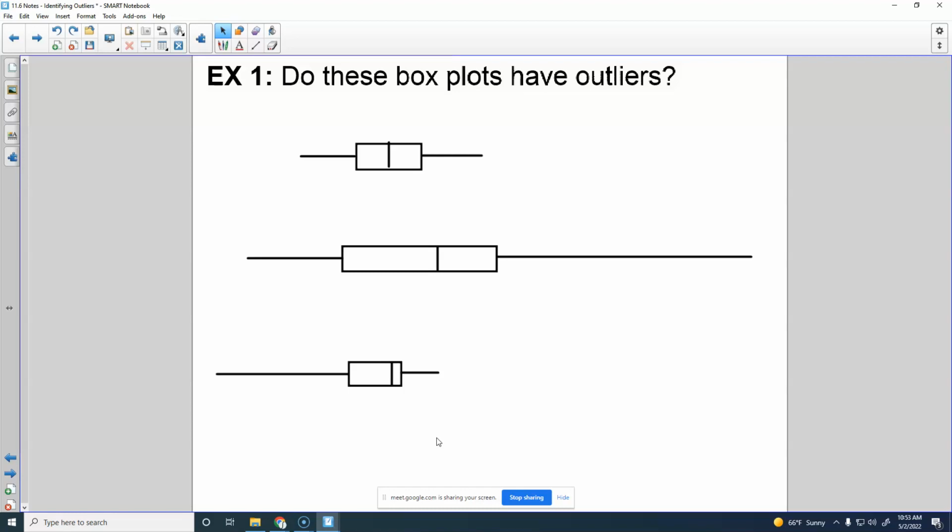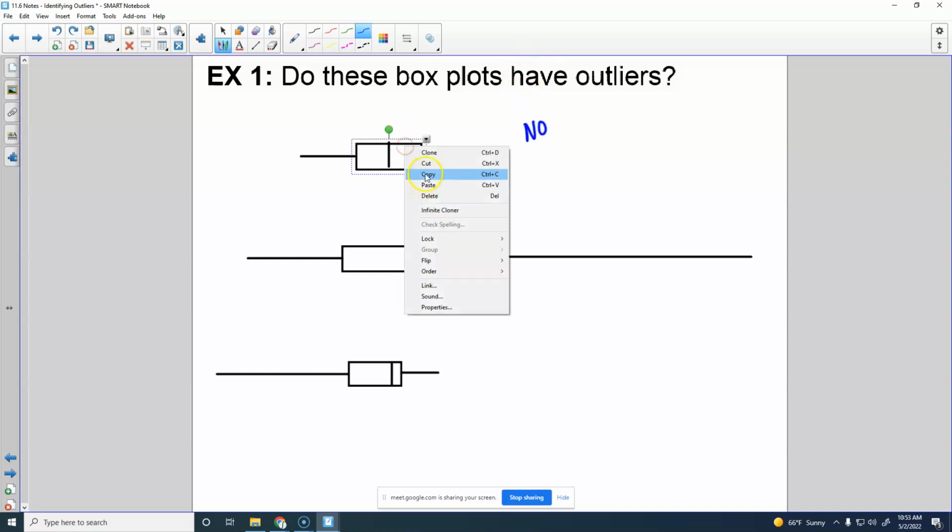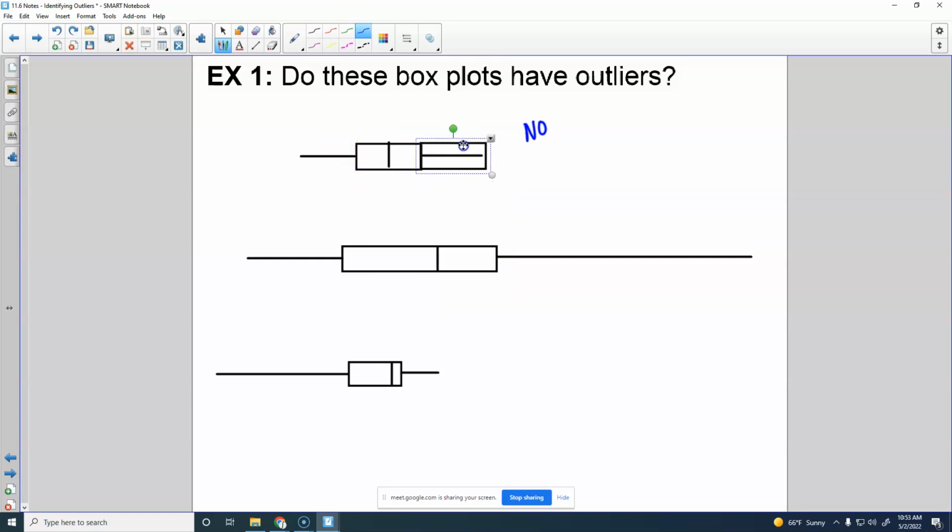Okay, so Zane, what do you think for that first one? Okay, Zane says no for this one. I would agree, because if we look at the length of that box, we don't even have a single length of the box right there for either one. So I would agree. No, looks good for that.